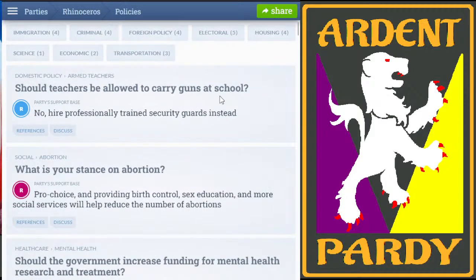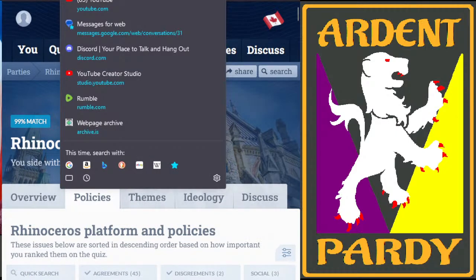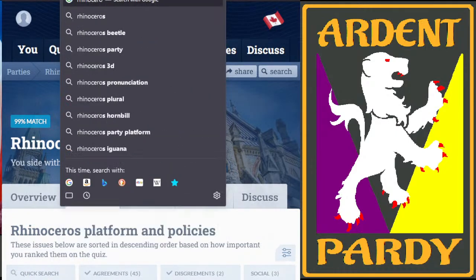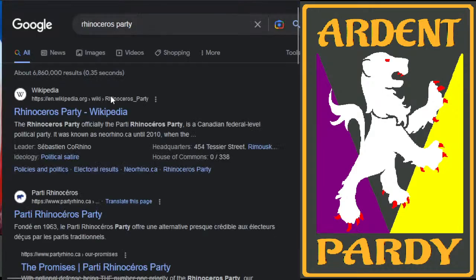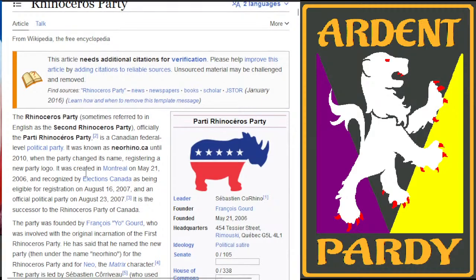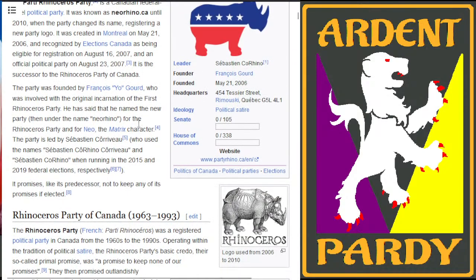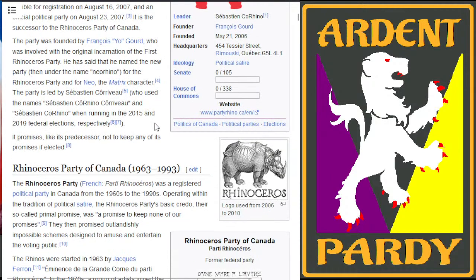Let me just bring up the Rhinoceros Party. They were a bit of a joke party years ago. I don't know if they still are. It's a Canadian federal level political party, known as neorhino.ca until 2010. The party changed its name, registering a new party logo. It was founded by a guy named Yo, well, his last name was Gord. Yo Gord.